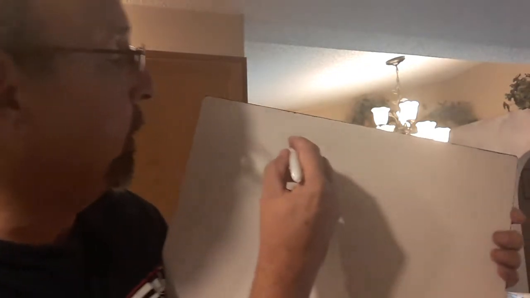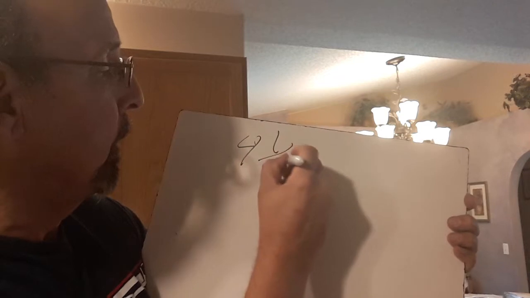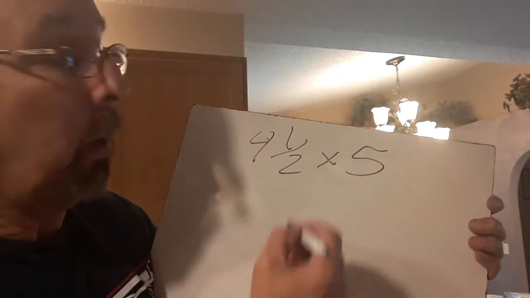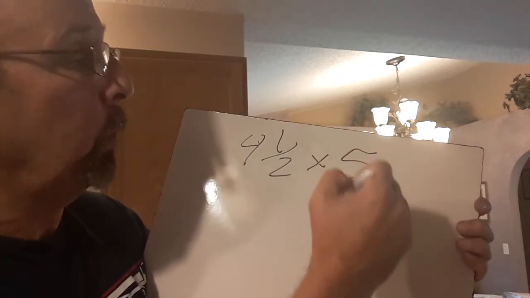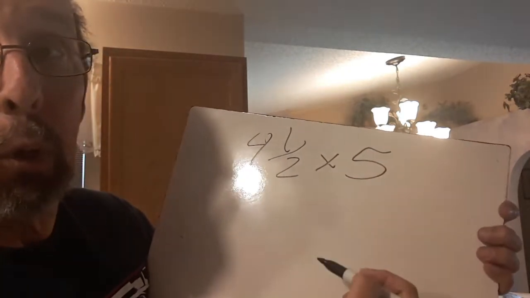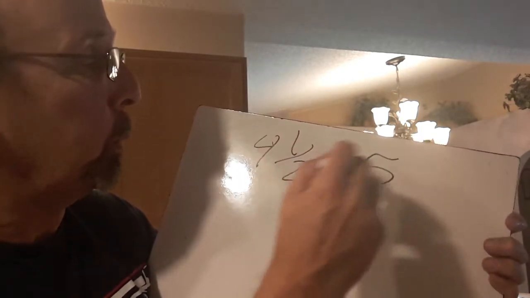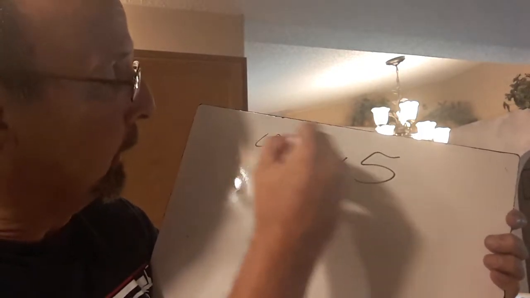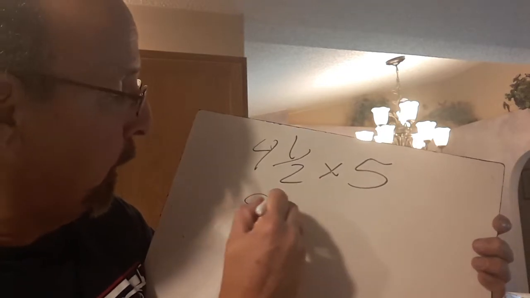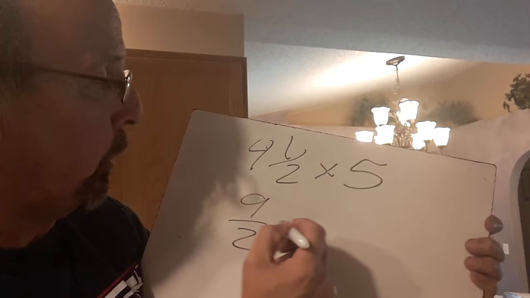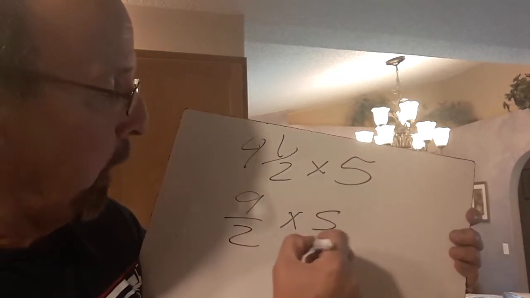If you're multiplying a fraction times a whole number, say a mixed number, say 4 1/2 times 5, you can do that, 5 over 1. You can always make a fraction out of a whole number. This, you can't just multiply times that number. What you have to do is change this to an improper fraction, which is 9 over 2. 4 times 2 is 8, plus 1 is 9 over 2, times 5 over 1.